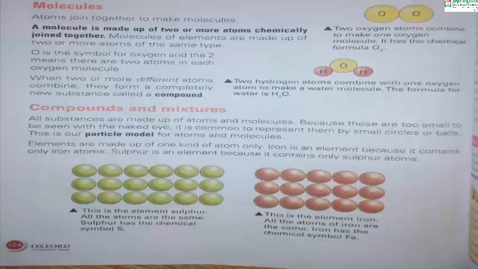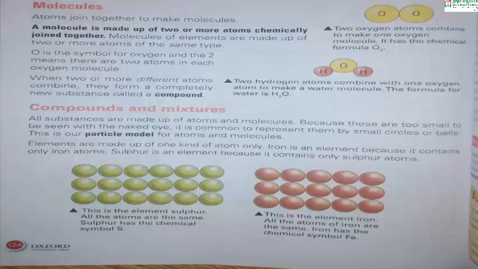Next topic is molecules. Atoms join together to make molecules, and a molecule is made up of two or more atoms chemically joined together. Molecules of elements are made up of two or more atoms of the same type. O2 is the symbol for oxygen, and 2 means there are two atoms in each oxygen molecule. When two or more different atoms combine, they form a completely new substance called a compound.